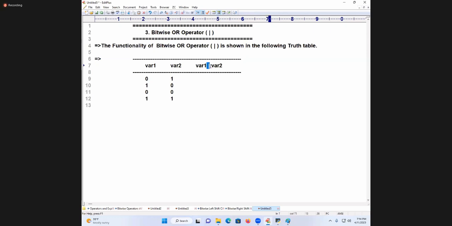OR operator says theme is same only. Every businessman's theme is what? Getting more profits only. But the way of doing business is different or not? Every businessman's theme is same only, but the way they are operating is completely different. Answer my question now. VAR1 or what?